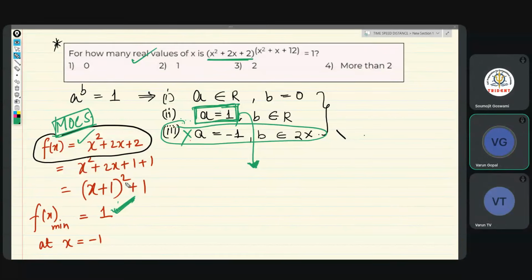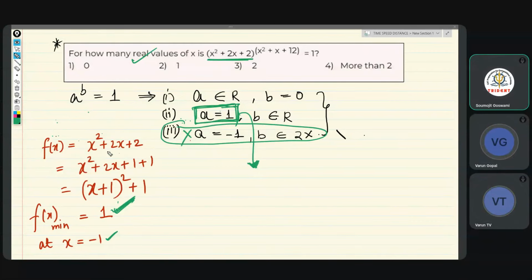Effectively, for a quadratic function, the minimum will happen at minus b by 2a. So you can do some formula trick also, but I never really remember formulas. So for me, it is always a good idea if I can make a perfect square out of a situation and then I can predict it. And in 99% of the cases, you can form a perfect square.